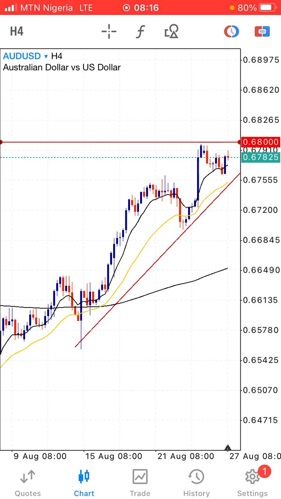Come down, retest, come down, and my 25 moving average crosses against my nine moving average. I'm in for a strong sell. My bias is on USD. That USD will be getting stronger.